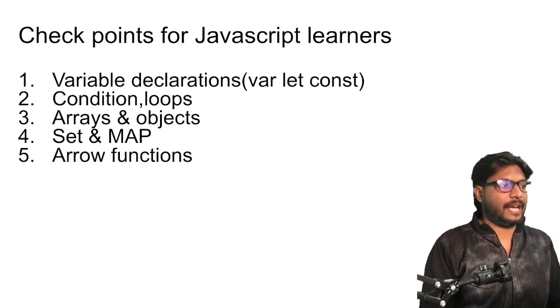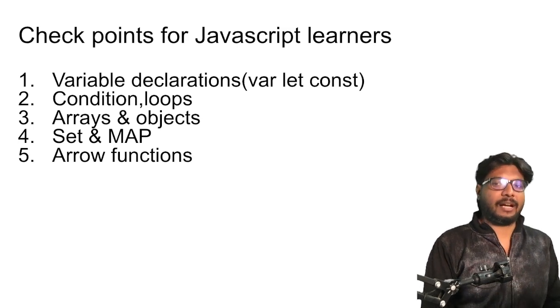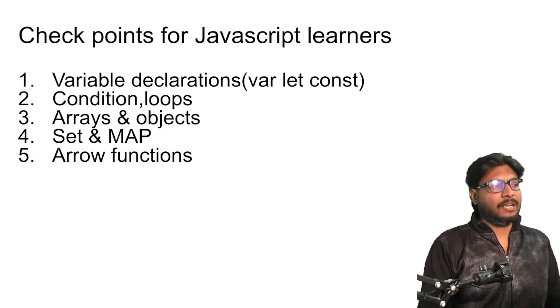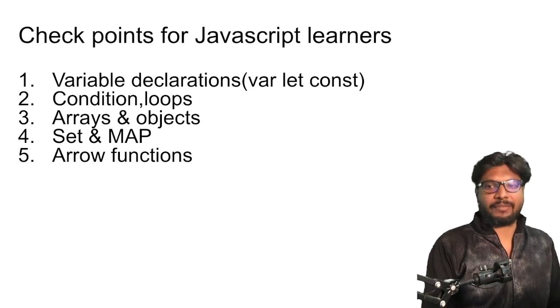Okay, the fifth one is arrow functions. Arrow functions are an alternative to the normal traditional function. So instead of using the keyword called function, we can create a function in our JavaScript and we can use it wherever we want. Okay.